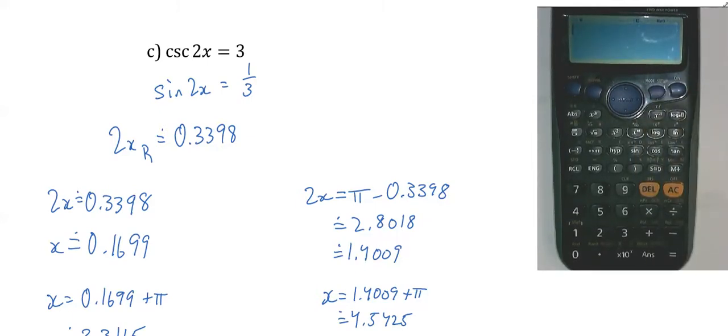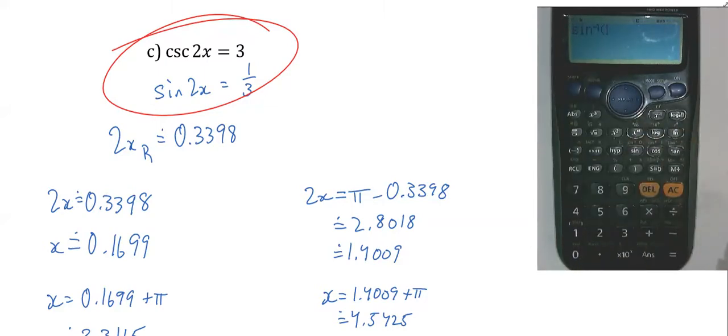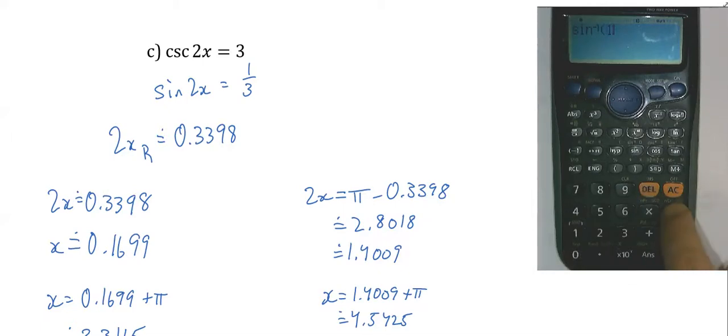Okay, so if we're talking about this question here, what I'm going to do is go shift sine, make sure I'm in radians, of 1 divided by 3, and I get that answer, 0.3398. The first thing I'm going to do is keep that answer on my calculator, and I'm going to do shift pi minus that answer.